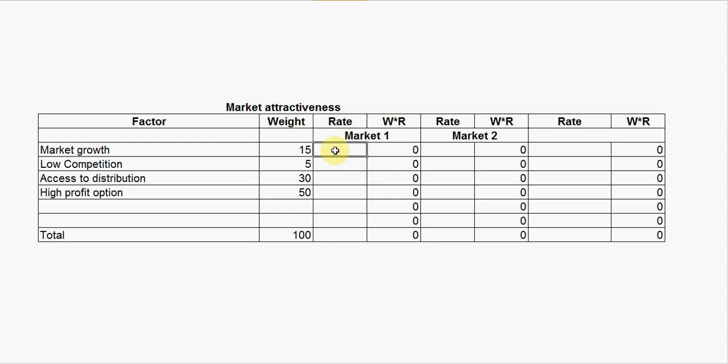So let's say we look at Market 1 and we say, wow, there's a fair bit of growth. That's a fairly high growth market.